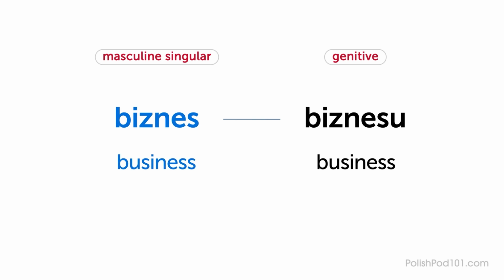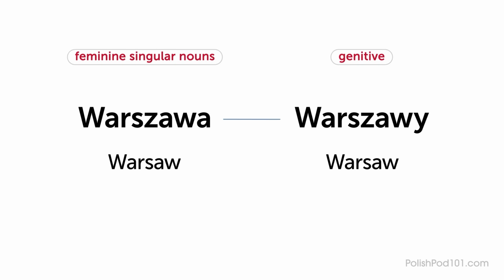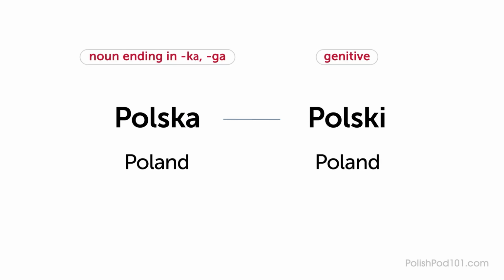Biznes, Business becomes biznesu. Feminine nouns tend to end in A. To form the genitive of feminine singular nouns, replace the A ending with an Y. Warszawa, Warsaw becomes Warszawy. If the noun ends in K or Ga, replace the last letter with an I. Polska, Poland becomes Polski.